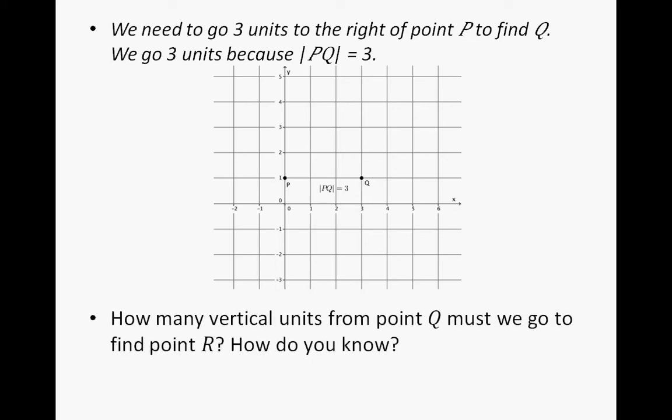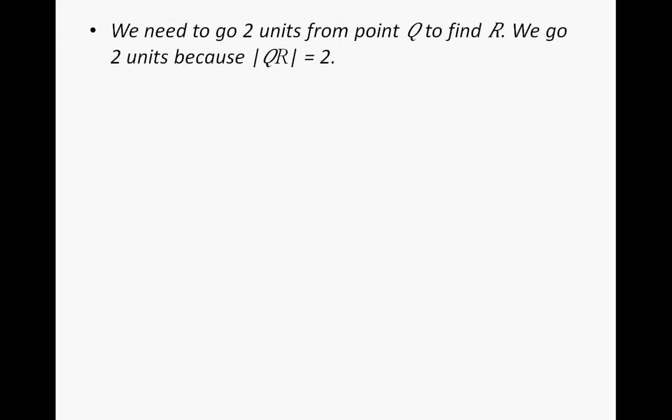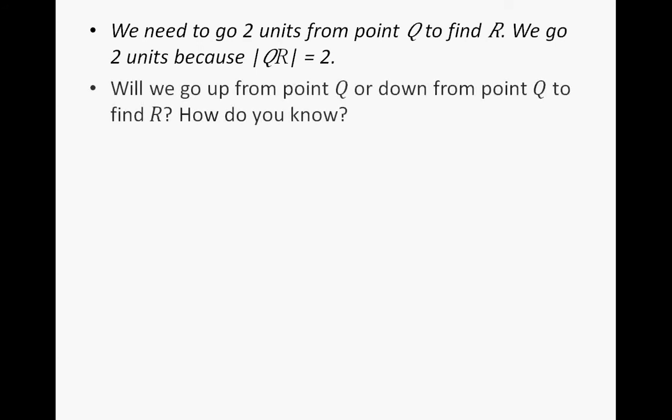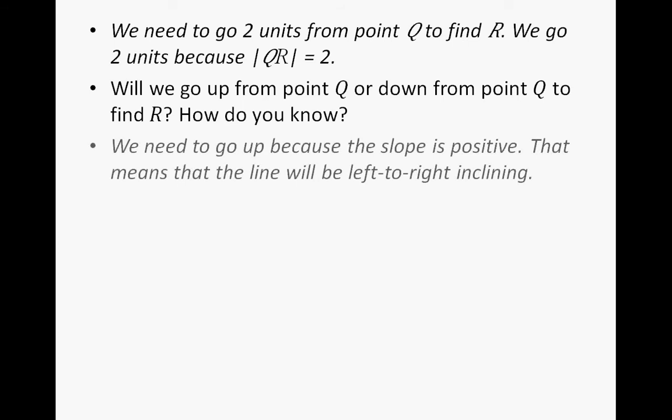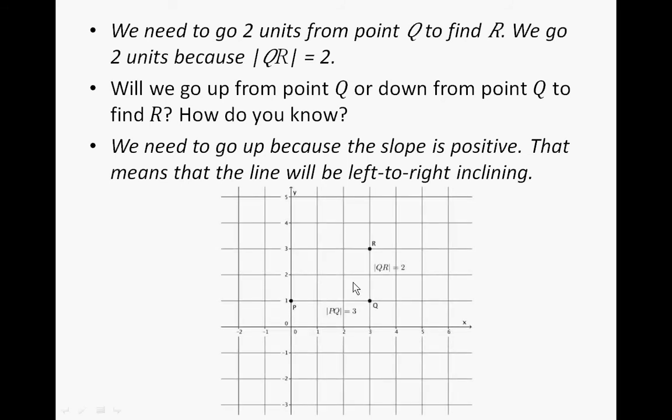So how many vertical units from point Q must we go to find point R, and how do you know? Well, we need to go 2 units from point Q to find R, and we go 2 units because the distance from Q to R is 2. Will we go up from point Q or down from point Q to find R, and how do you know? Well, we need to go up because the slope is positive. That means that the line will be left to right inclining. And here is our illustration. So R is going to be 2 units above Q because it is a positive slope.